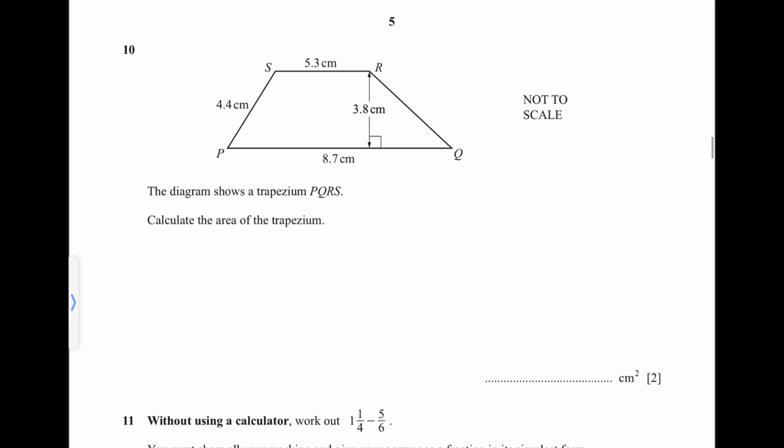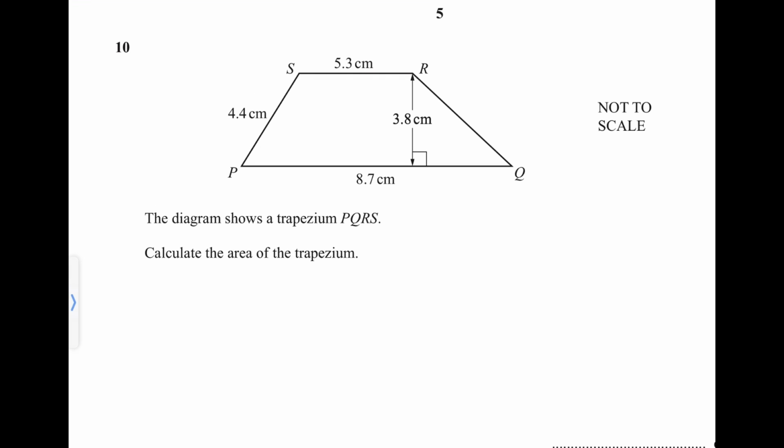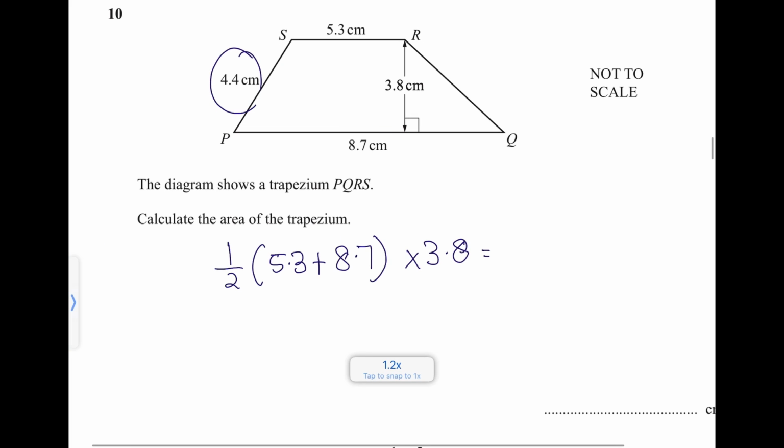Then it says that the diagram shows a trapezium PQRS. Calculate the area of the trapezium PQRS. So 1 by 2, a plus b, would be 5.3 plus 8.7, times the height. Perpendicular height 3.8. Do not take the slanting height. So that gives you 1 by 2 times (5.3 plus 8.7) times 3.8, which gives you 26.6.